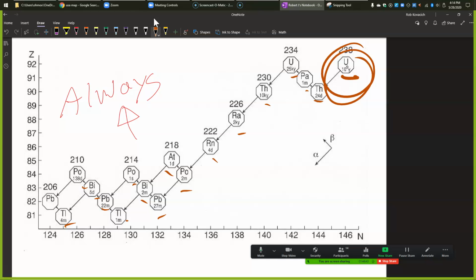The other thing is just to notice that it switches between alpha decay and beta decay. And then the final thing is we need to play some Sesame Street. Which one of these things is not like the other? And I'm not talking about the lead-206 that's stable.